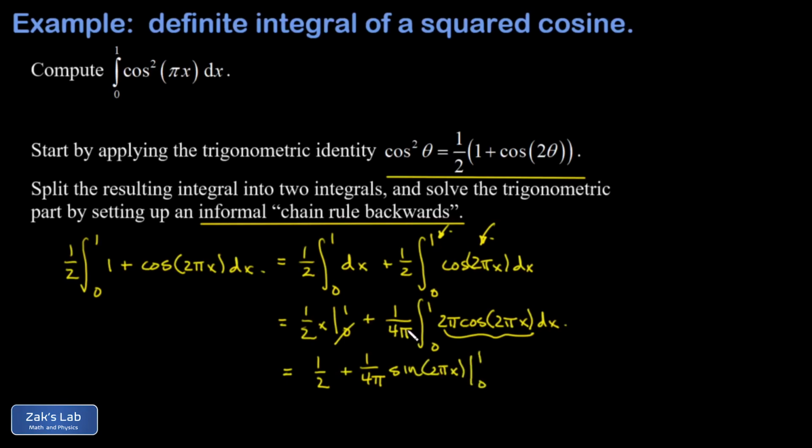And like I knew was going to happen, if I sub in the upper limit, I get the sine of 2 pi, which is 0. Plug in the lower limit, I get the sine of 0, which is 0. So this whole trig piece vanishes, and I'm left with my answer of 1/2, and we're done.